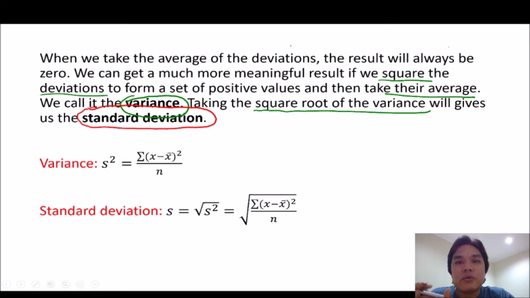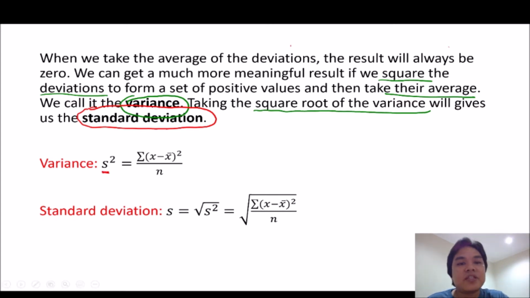Okay, so to go back to the original measurement, you need to do the opposite of squaring a number, and that is taking the square root. That's why we use standard deviation mostly, compared to variance.